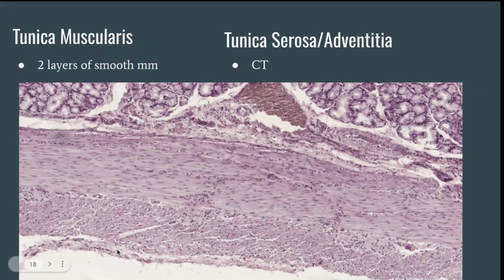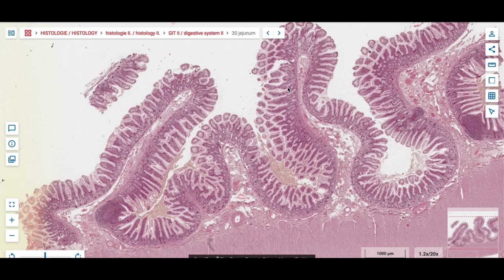Next, we have the tunica serosa and/or the tunica adventitia. This is the tunica serosa and adventitia. So the tunica serosa covers most of the duodenum except for the retroperitoneal part, which is covered by the tunica adventitia. So now we're going to talk about the small intestine.